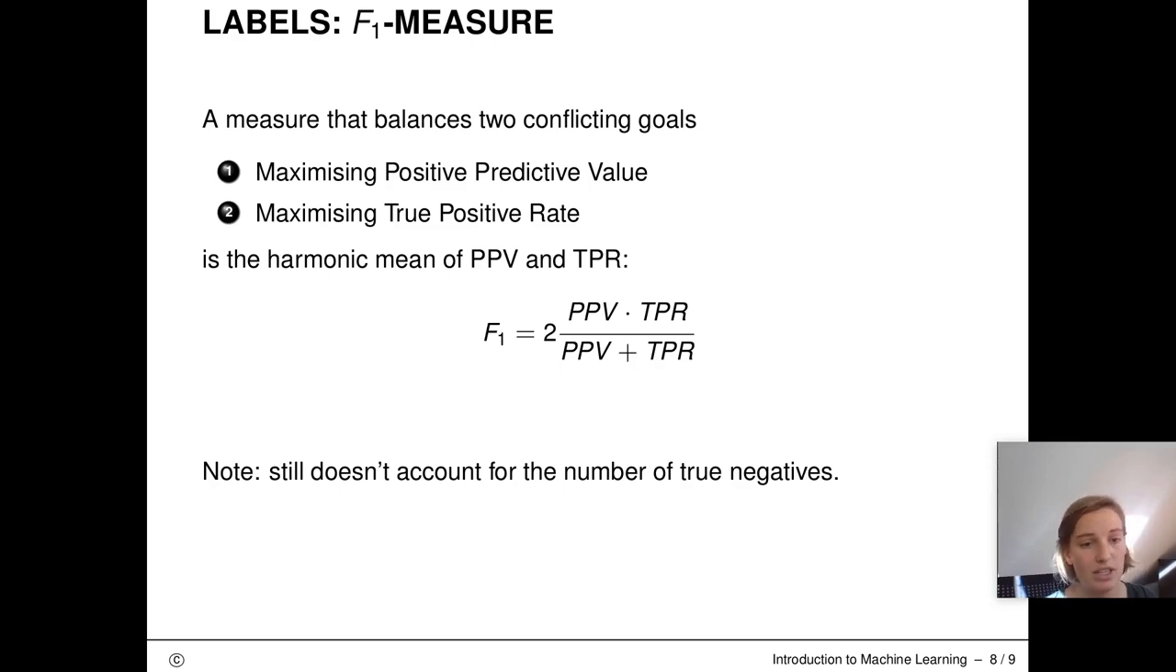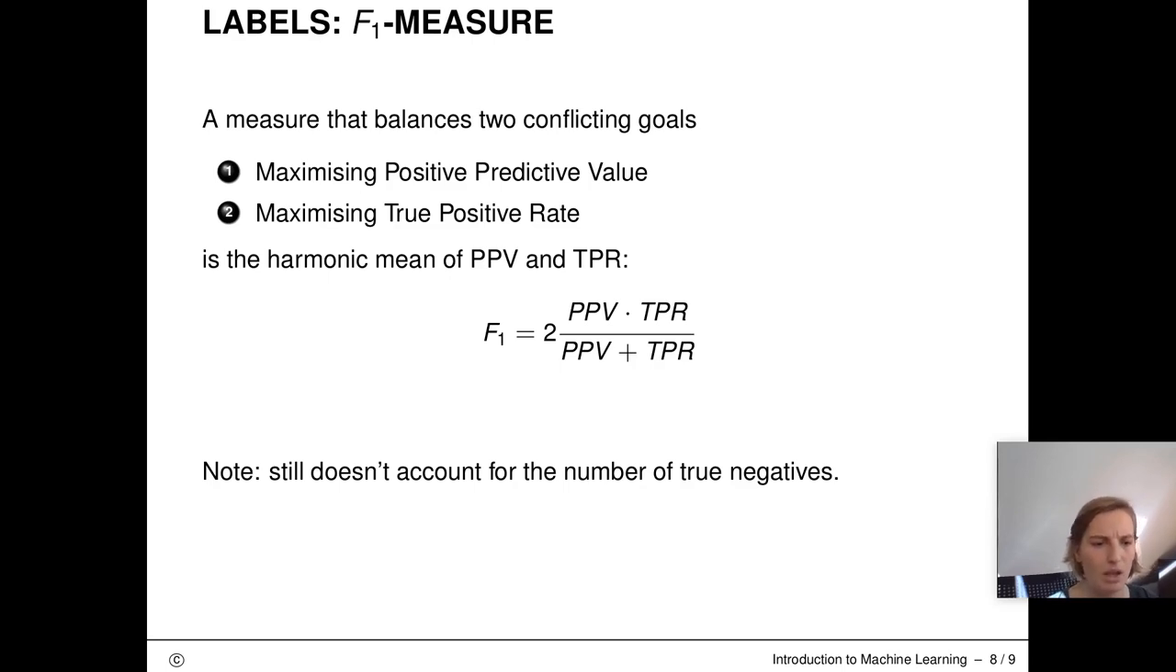So in a certain sense, there's an inherent trade-off between these two measures, and it might be an interesting idea to try to balance these two conflicting goals. The F1 measure is one way to do it. It is simply the harmonic mean between PPV and TPR. If you haven't heard of the harmonic mean before, in maths, there's 3 types of mean or averaging function. There's the usual mean, also called arithmetic mean, the geometric mean, and then the harmonic mean. For 2 elements, the harmonic mean is simply 2 times the product divided by the sum.